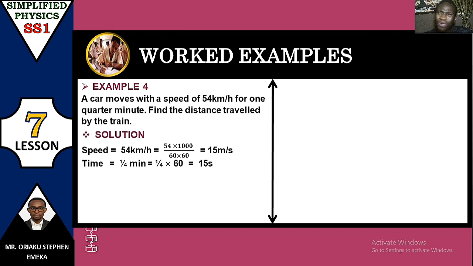Then the next thing for the time is 1/4 minutes. We convert it to second. 60 seconds make 1 minute, so it's going to be 1/4 times 60. So that is going to give us 15 seconds.